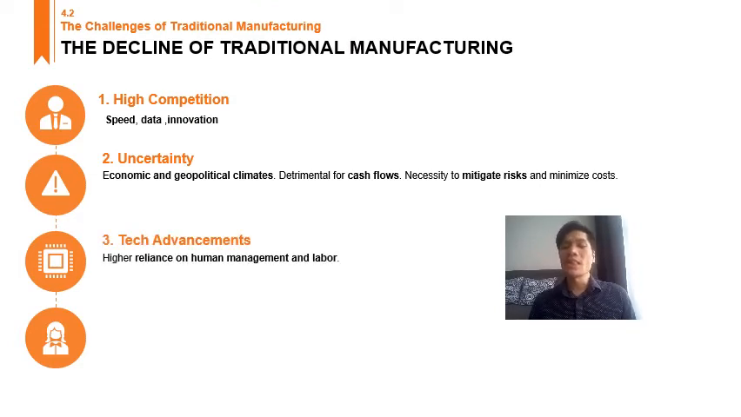Third is the tech advancements. Traditional manufacturing is characterized by having a higher reliance on human management and labor. As a new wave of smart technology takes hold, like for instance the integrated Internet of Things, affordable robotics, 3D printing, and deep learning, efficiencies and synergies are maximized while the efficacy of human labor diminishes.